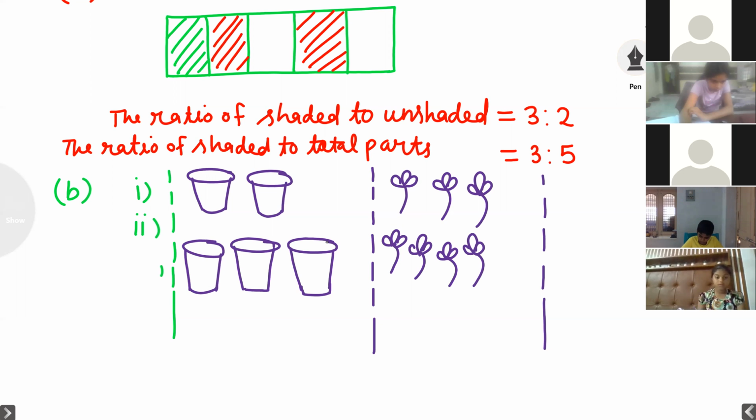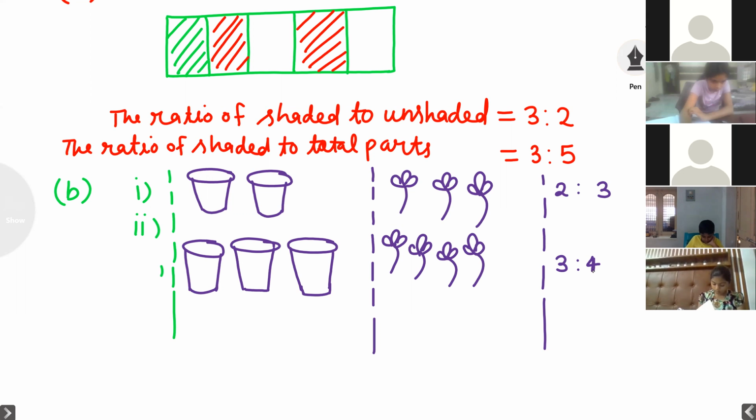Yes. Now in the first figure you are observing, students, first one is flower pots, second one is flowers. I want to write the ratio of flower pots to flowers. How many flower pots are there? 2. And how many flowers are there? 3. 2 is to 3. In the second figure, how many flower pots are there? 3. And how many flowers are there? 4. 3 is to 4.